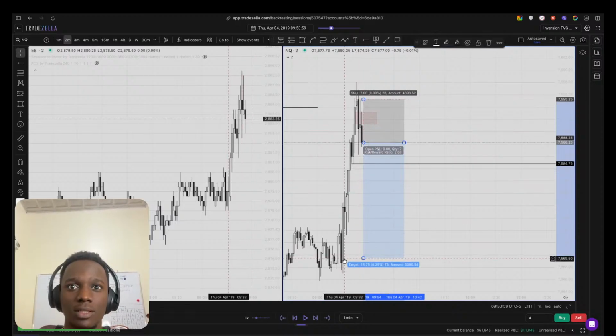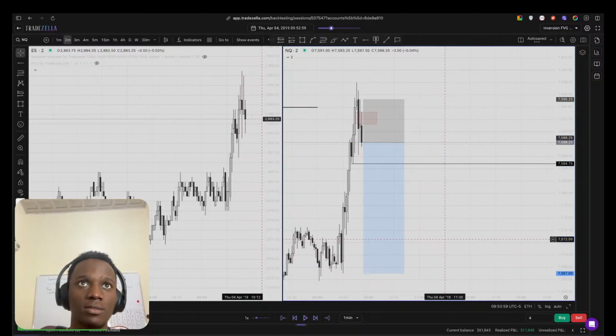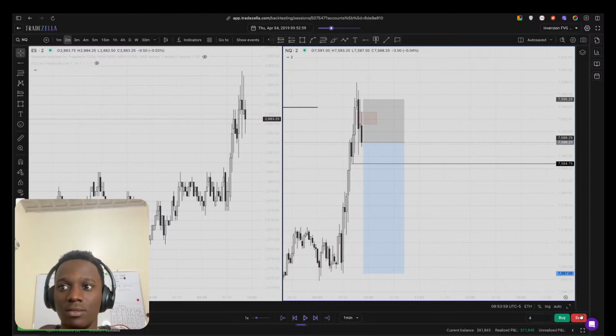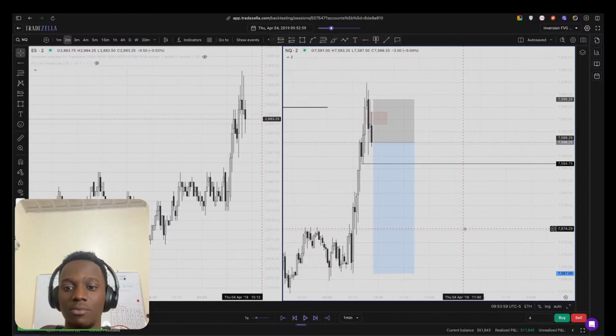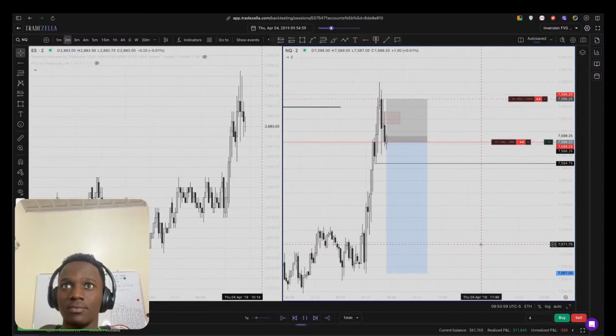I'd like to see the 9:30 low. Where is the 9:30 low? This one here. It's sell for minis here. Stop at this high here. Take profit at this low. And wait. Yeah, we are cooked here.